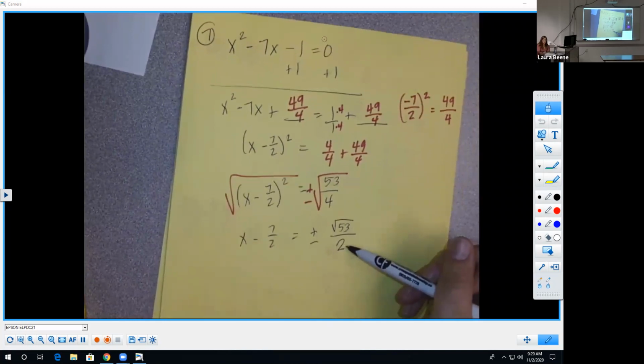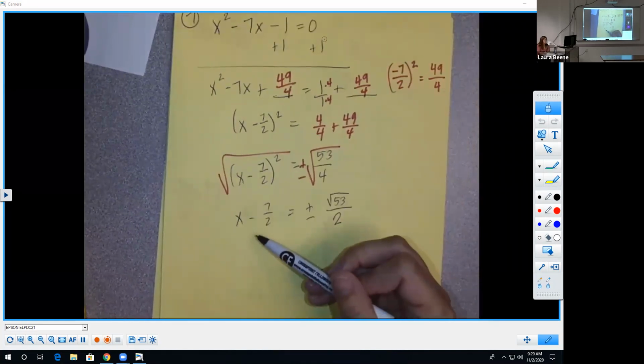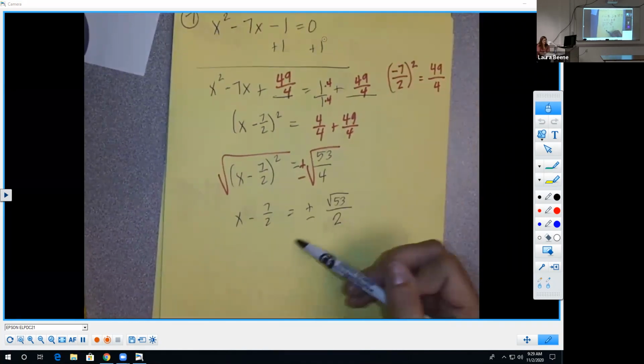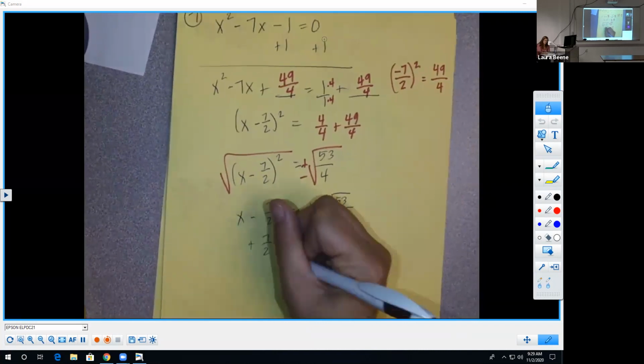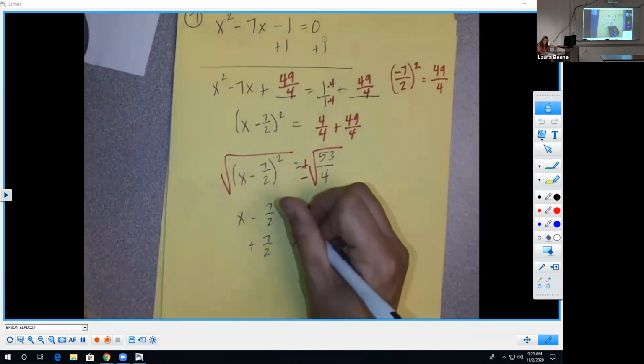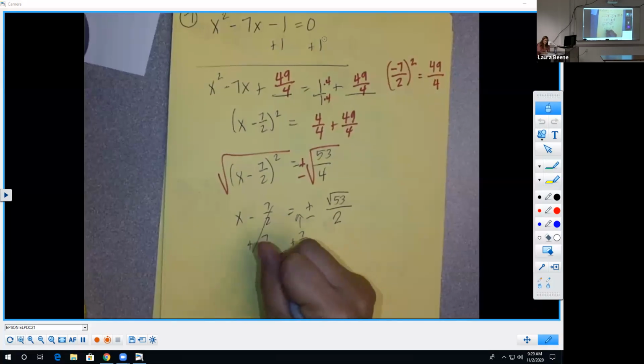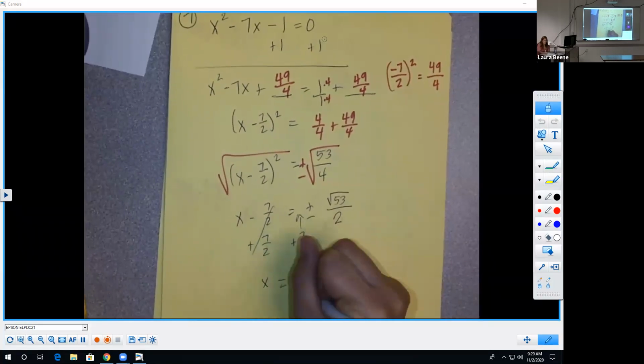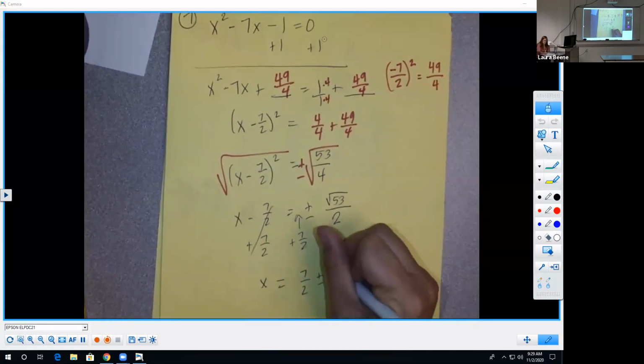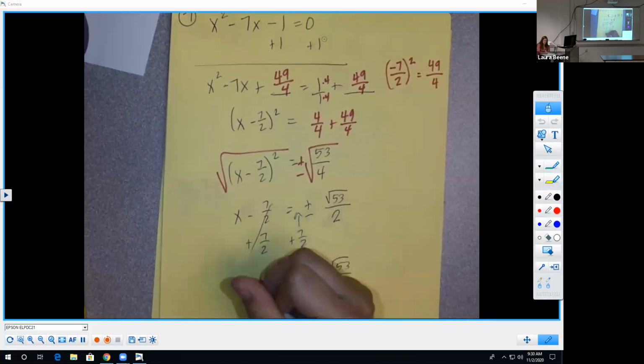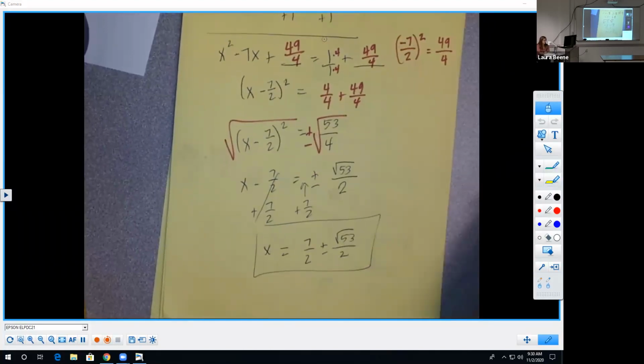Okay. At this point, how do I solve for x? Add the 7 over 2 up in front. And so I get x equals 7 over 2 plus or minus the square root of 53 over 2. And that is totally the right answer.